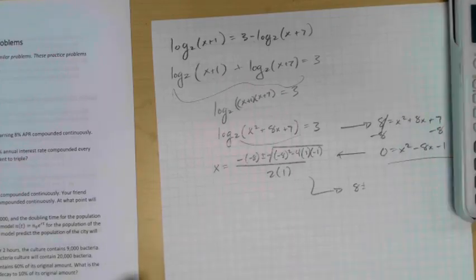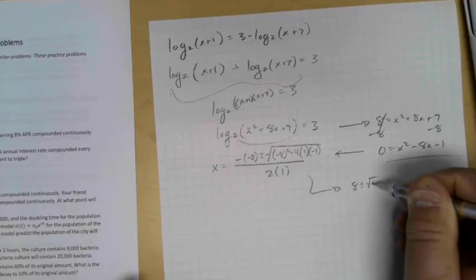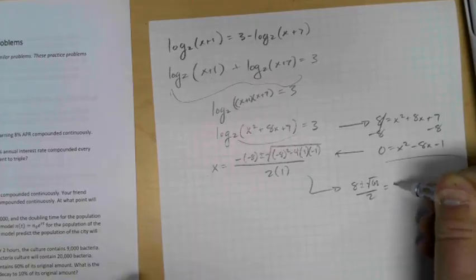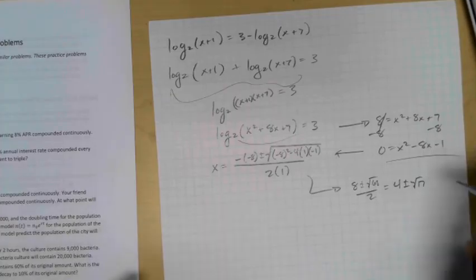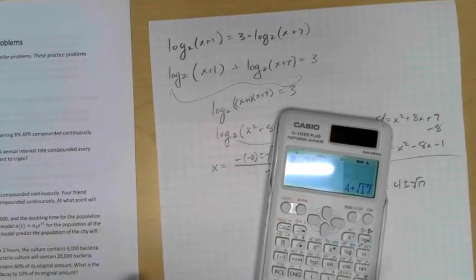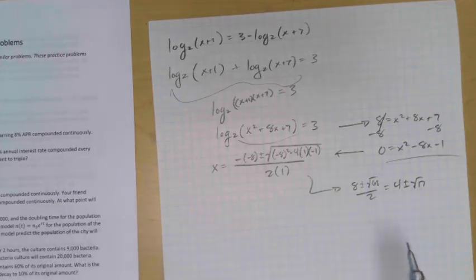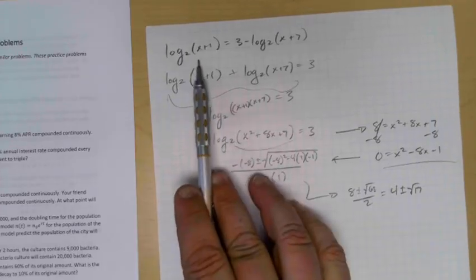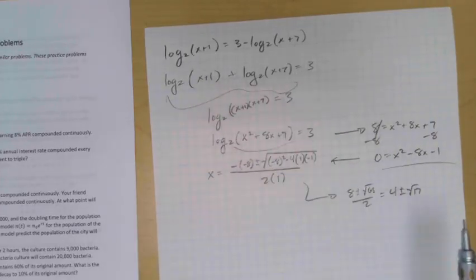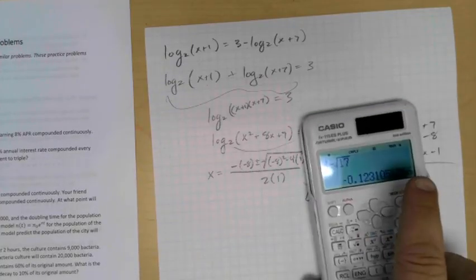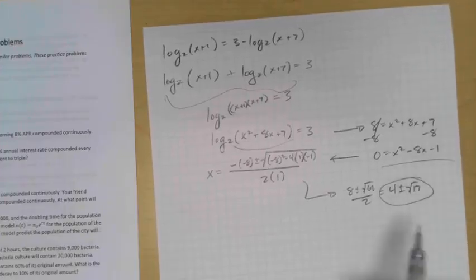And I end up getting 4 plus or minus the square root of 17. 4 minus the square root of 17, that's a negative something. So now I'm just checking for extraneous solutions. 4 plus the square root of 17, I know won't give me any problems if I add 1 to it or add 7 because it will be positive. 4 minus the square root of 17, that's a negative 0.1-ish. That won't give me problems either. So I believe that's my answer.